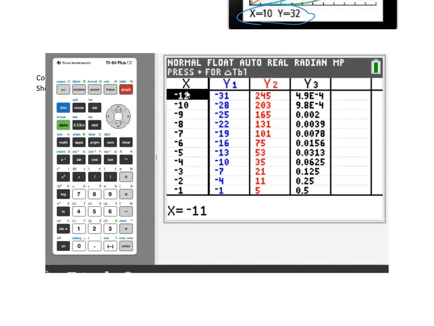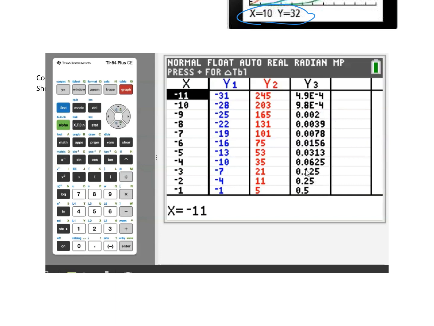What's nice here is we see the x values and then we see the y values for our three different functions, and we can just compare our y values. So when x is negative 11, we can see we have a negative 31 for our linear function, a 245 for our quadratic, and this 4.9e negative 4, that's scientific notation. We would move that decimal 4 spots to the left because of that negative 4, and we have a very small decimal.